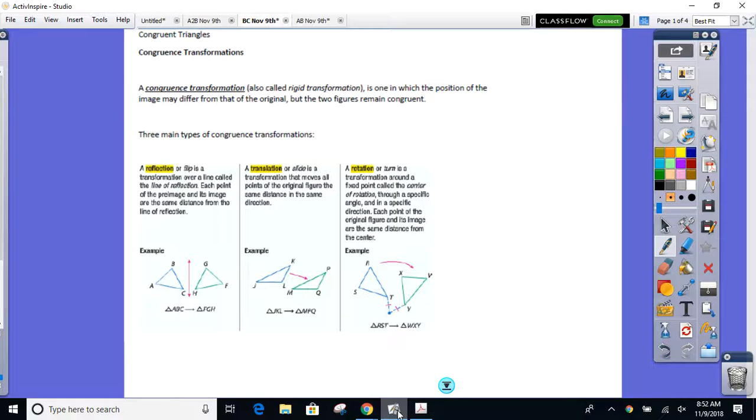Let's start off with today. We're going to get away from the proofs and really go to something you probably did in 7th grade, I think, maybe 6th grade, I don't know. And that is when I put a triangle on a graph, what could I do with that triangle and not affect its size or shape?